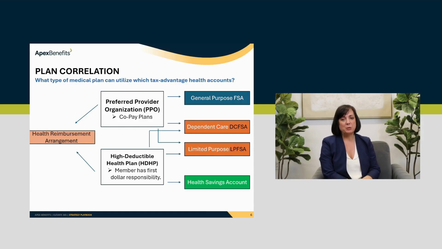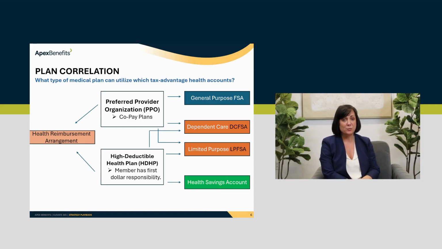Let's talk about plan correlation. So what type of medical plans can utilize which tax advantage health accounts? There are PPO plans, and those are your copay plans, and then there's high deductible health plans. And that's when the member has the first dollar responsibility before the copays kick in. So for the PPO plan, you can have access to the general purpose FSA, the dependent care FSA, or the limited purpose FSA. Some organizations also will have a health reimbursement arrangement.